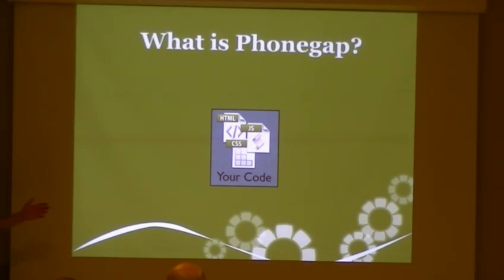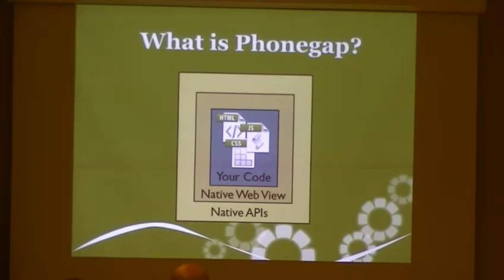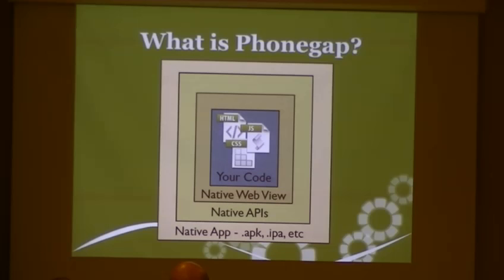So here's a pictorial form of what I basically just said. So you have your HTML5, you have your CSS, your JavaScript. It's sitting there nice and handy. PhoneGap wraps around it inside this native web view. And the native web view lets you get access to native APIs. And finally, and really this is the part that everyone really cares about, is you can package it up, bundle it up into deployable, publishable applications.